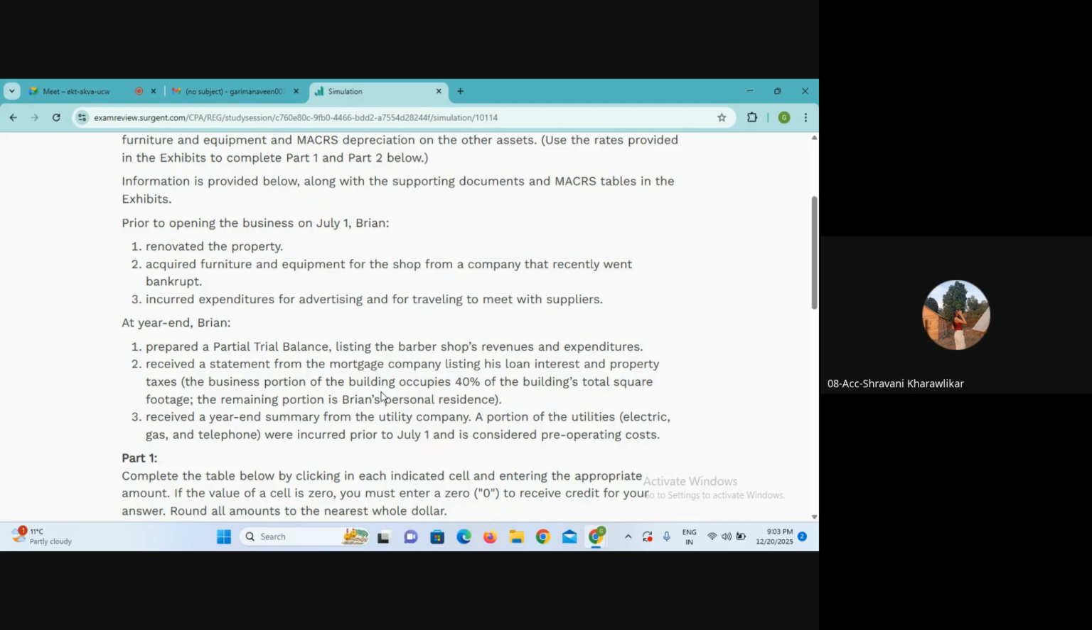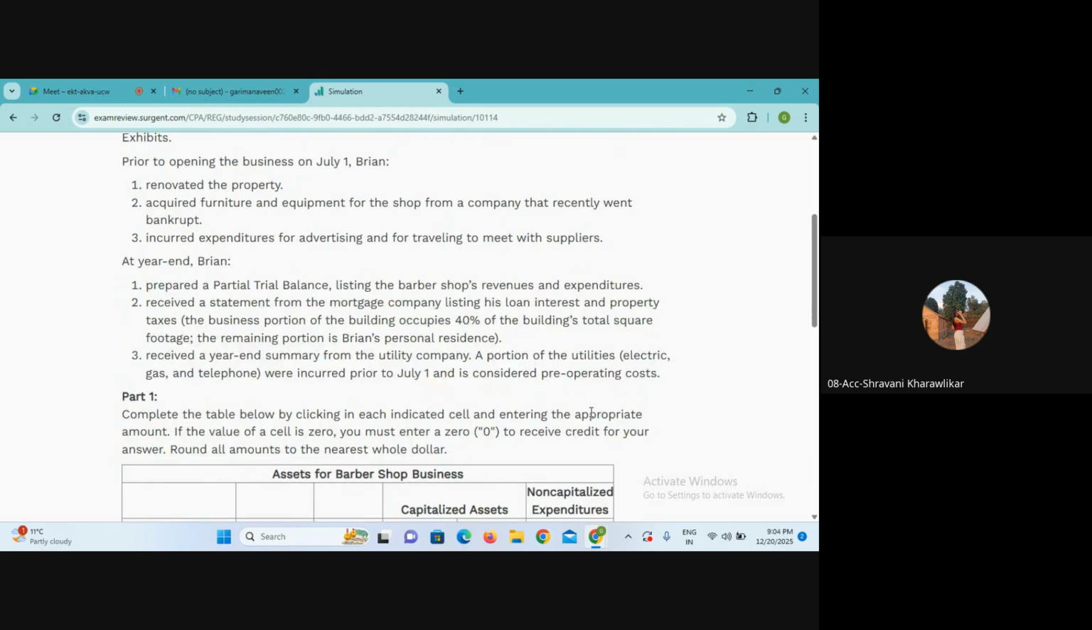Furniture, expenses for advertising and traveling to meet suppliers. No, ma'am, there is nothing written about repairs or maintenance. Electric, gas, and telephone were incurred prior to July 1 and are considered pre-operating. No, ma'am, there is nothing about repairs and maintenance. Okay, so let me check once.